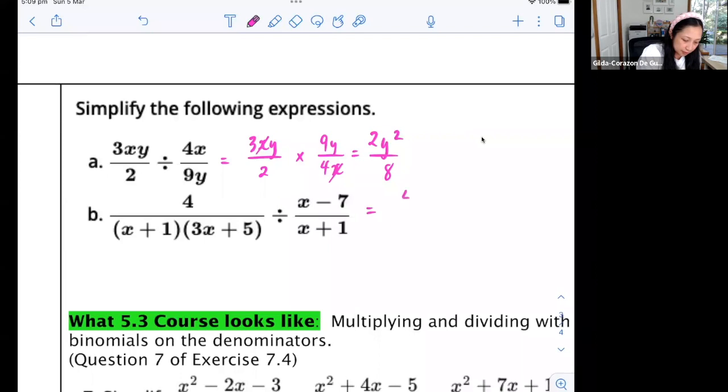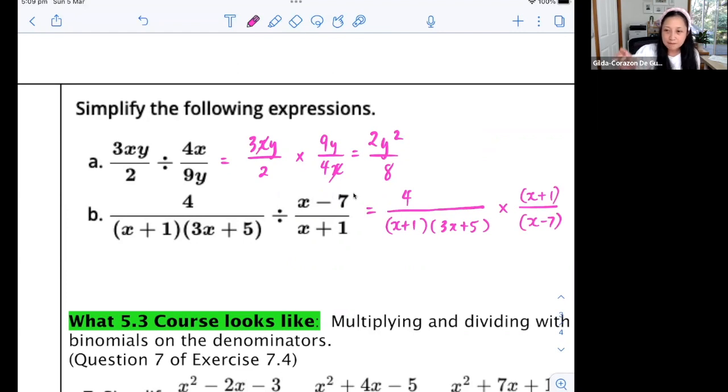You've got 4 over x plus 1, divided by 3x plus 5 over x minus 7. Let's make that longer. We times that by the reciprocal, which is x plus 1 over x minus 7. Okay, usually even if you don't have them in brackets, it's easier if you actually add on the brackets, so you know that they are together. They are one factor. Okay, and therefore you need to cancel these, right?